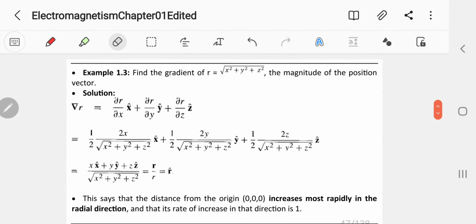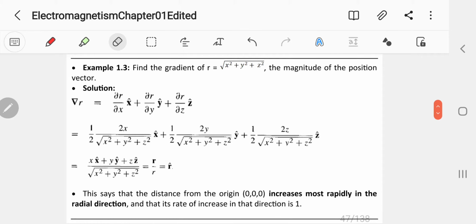So to fully understand that concept, we use an example. Find the gradient of r equal to (x squared plus y squared plus z squared) raised to the 1/2, or the square root of x squared plus y squared plus z squared. This is the generalized Pythagorean theorem.